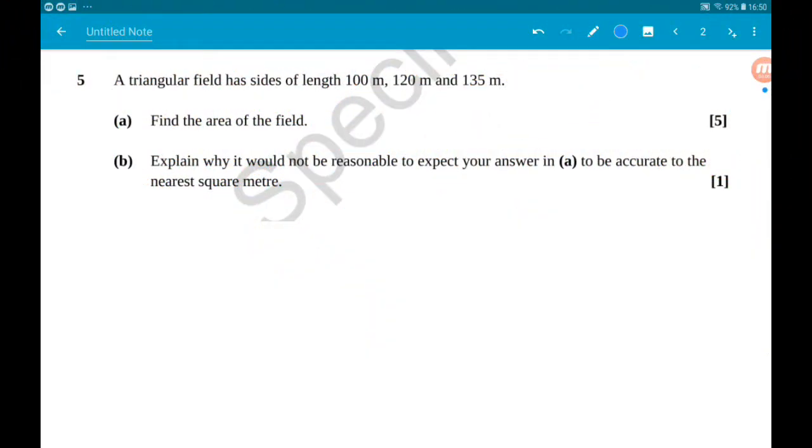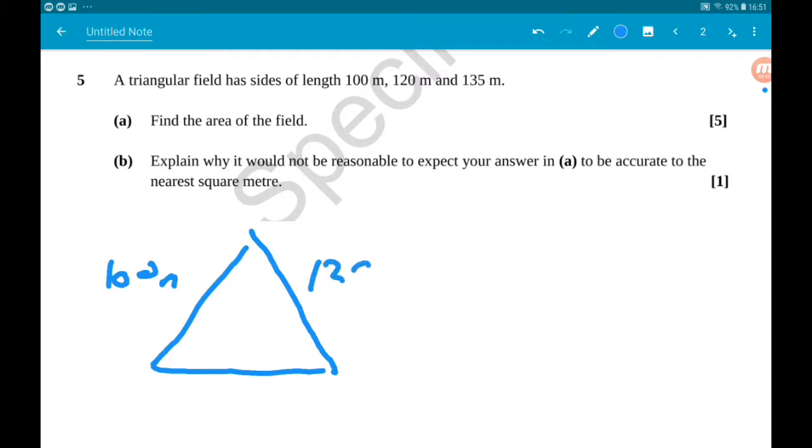Okay, number 5. A triangular field has sides of length 100 meters, 120 meters, and 135 meters. Part A, for 5 marks, wants to calculate the area of the field. Okay, so let's make a sketch. Sketches are cool. So, give me your triangle. Any of the lengths can be any of the sides, so I'm going to go 100, 120, and 135, and I'm going to rewrite 100.